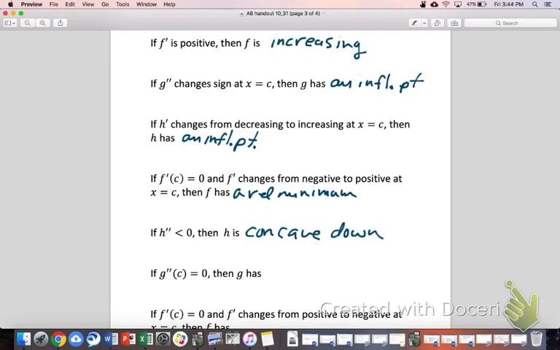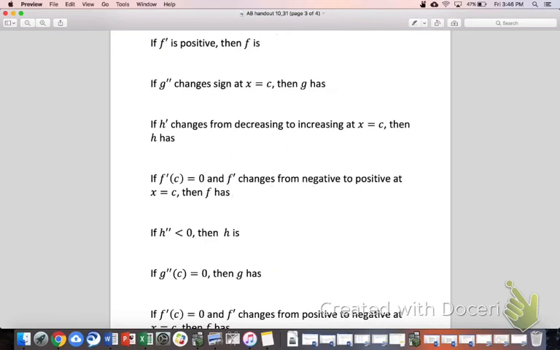And then the last one in this little part, if g double prime of c equals 0, then g has, well, this was kind of a trick. We don't know. You want to say that g has an inflection point, but just because g double prime of c equals 0 does not mean that g has an inflection point. Remember that g double prime actually has to change signs. So g double prime of c equaling 0 might be an important thing, but it doesn't really mean anything as far as the conclusion goes.